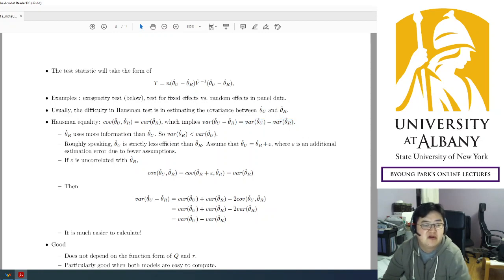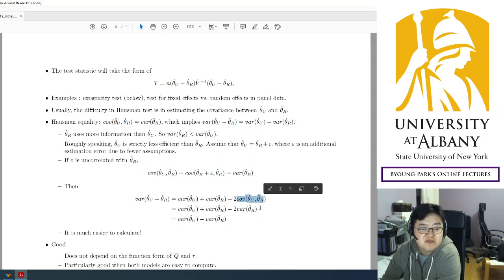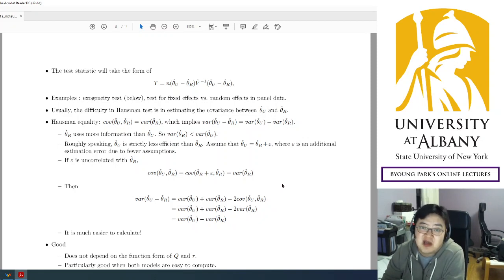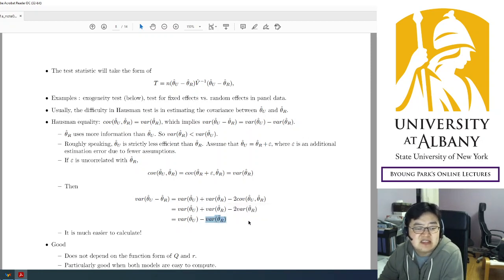The variance of theta u minus theta r is variance u plus variance r minus 2 times the covariance, but this covariance equals variance r, and then it cancels out. In the end, the variance is variance u minus variance r, which is really nice. Very simple. So you only need each estimator's variance, and the covariance is not needed in the end. So it's a great idea.